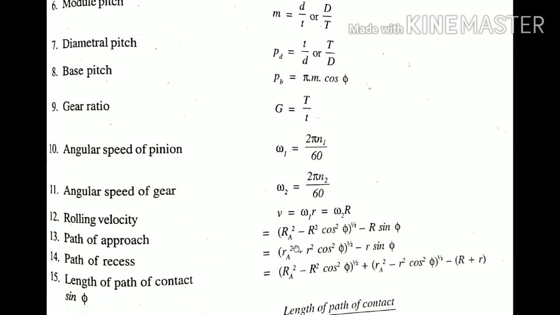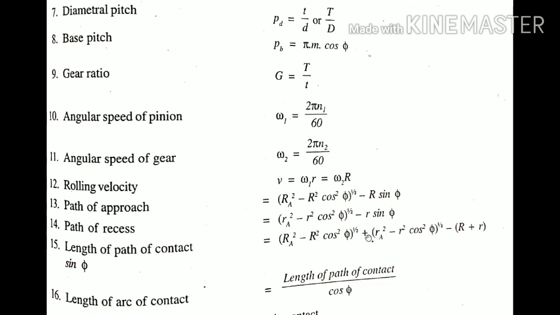Next, the path of approach formula. This is what we derived yesterday. It is the square root of (Ra squared minus r squared cos squared phi) minus r sin phi, where phi is nothing but the pressure angle. And the path of recess is the square root of (small ra squared minus r squared cos squared phi) minus small r sin phi.